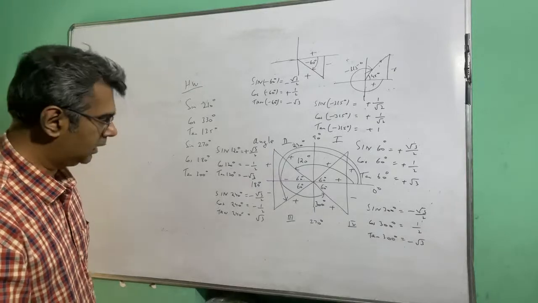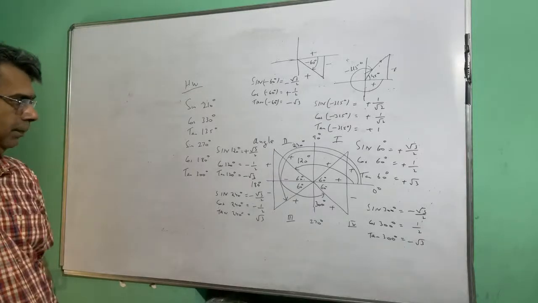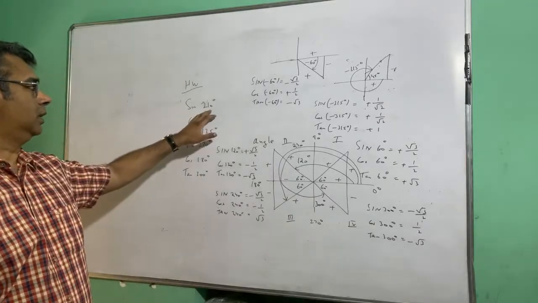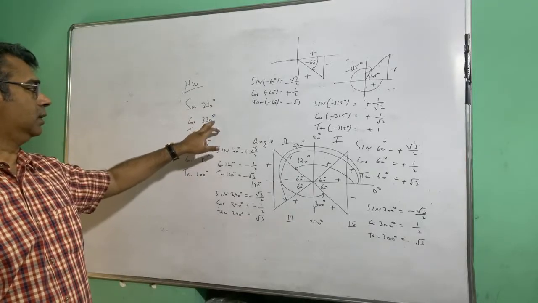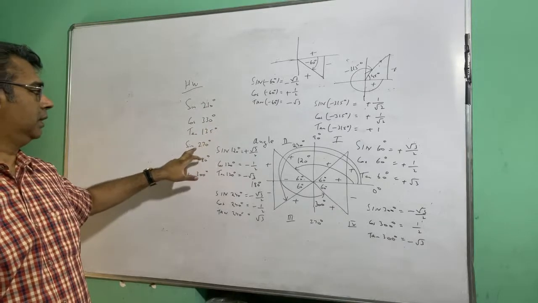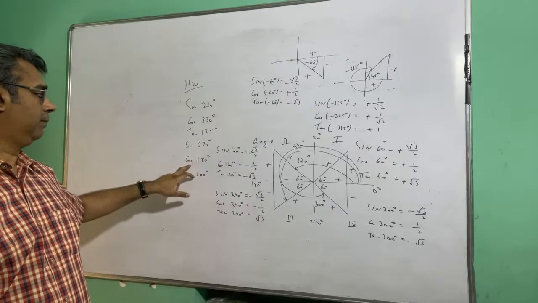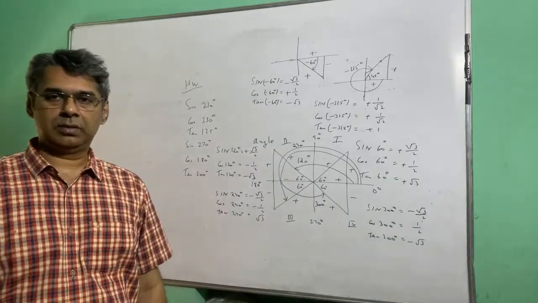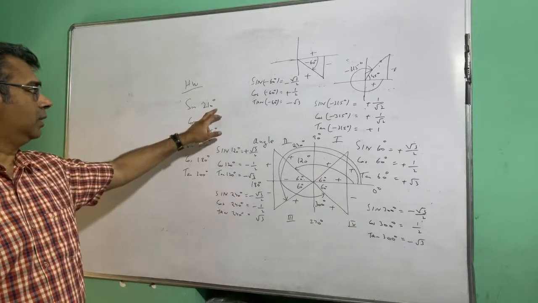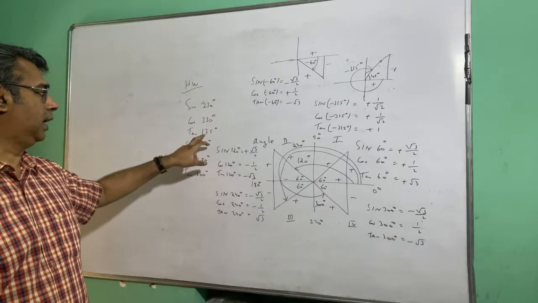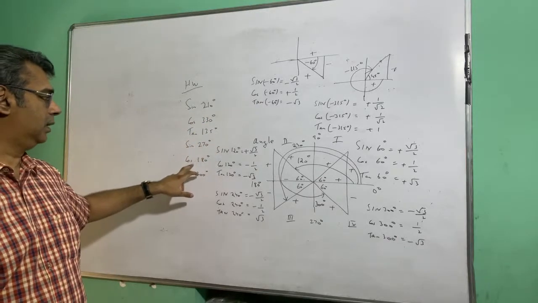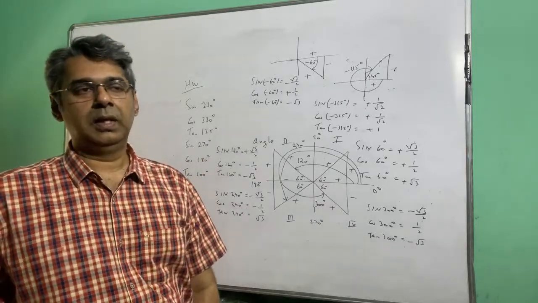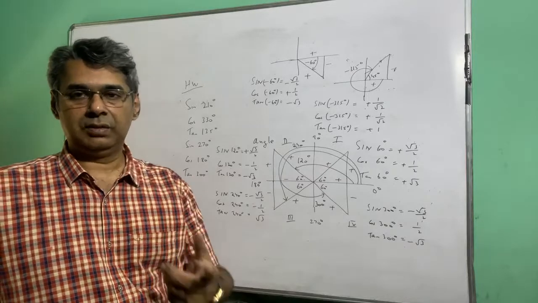So these are the 6 homework questions for today. Sine 210 degree, cos 330 degree, tan 135 degree, sine 270 degree, cos 180 degree and tan 300 degree. So these are the 6 homework questions and the next session will be on Monday.